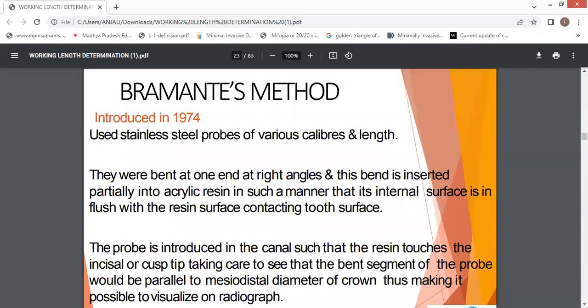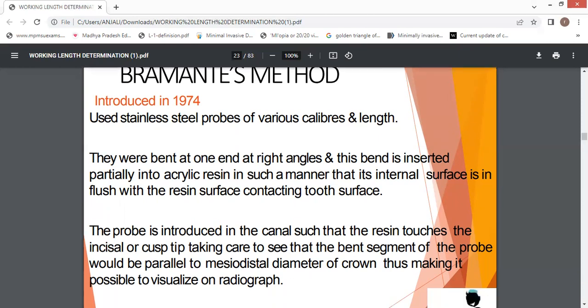Bregman's method, introduced in 1974, used stainless steel probes of various calibers and lengths. They were bent at one end at right angles, and this bend is inserted partially into acrylic resin in such a manner that its internal surface is flush with the resin surface contacting the tooth surface. The probe is introduced in the canal such that the resin touches the incisal edge or cusp tip, taking care that the bent segment of the probe is parallel to the mesiodistal diameter of the crown, thus making it possible to visualize it on radiographs.